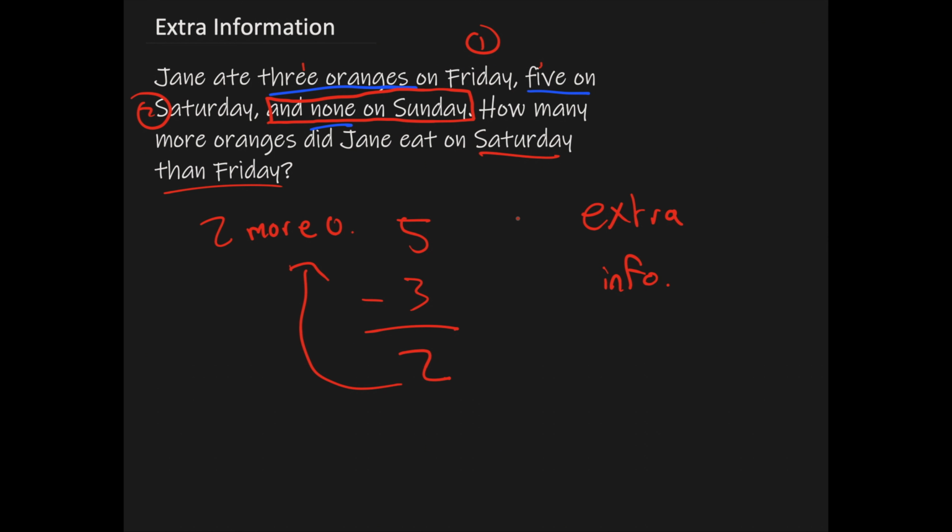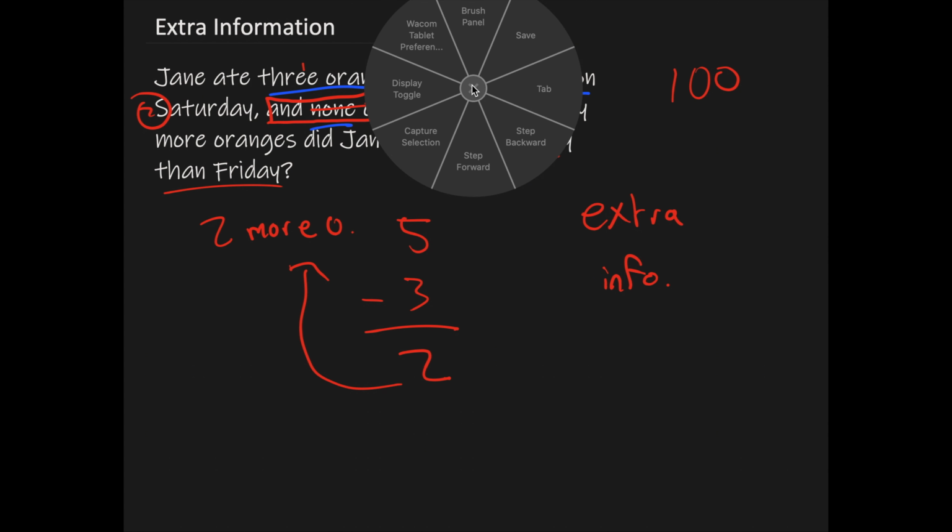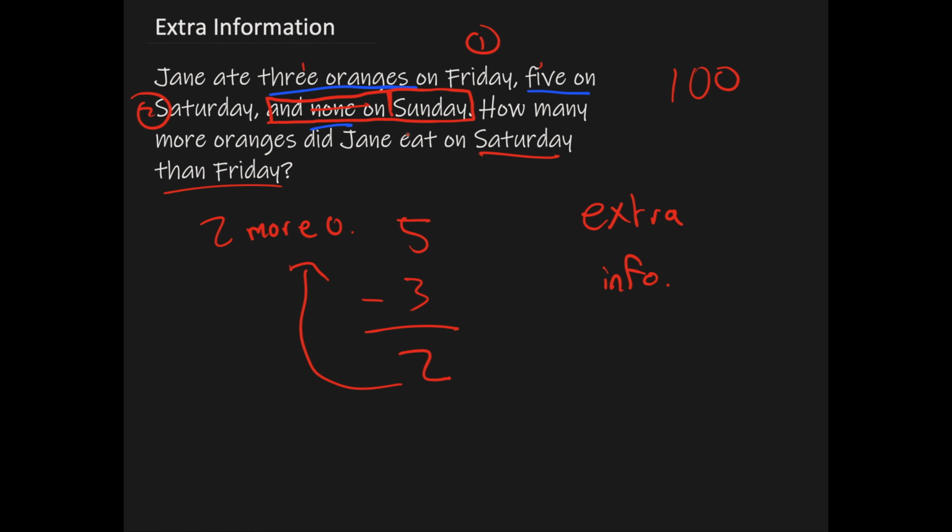We have extra information. If the question is about Saturday and Friday, why do we need to know about Sunday? I mean, if you think about it, let's say this number was different. Let's say this was 100 oranges. Would that change the answer? No, because Saturday is still 5, whether Sunday is 100 or not. So Saturday is 5, and Friday is 3. Okay, so that's how extra information works.